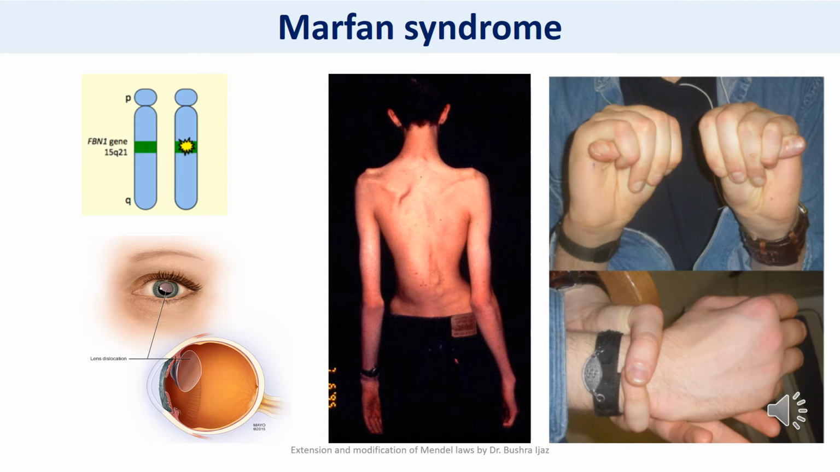In addition, the fibrils serve as storage shelves for growth factors. When there are fewer of those fibrils, as in the case of Marfan syndrome, the growth factors cannot be shelved, and thus it leads to excessive growth. That's why those individuals are really tall and thin.